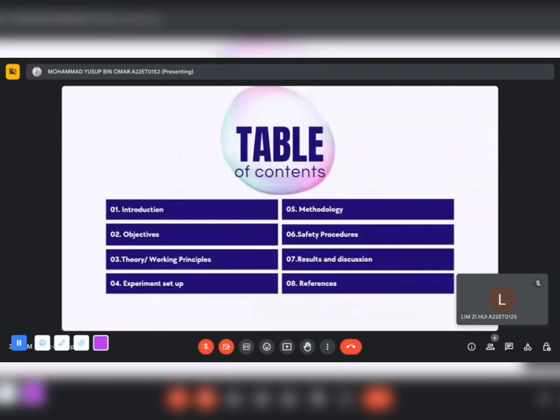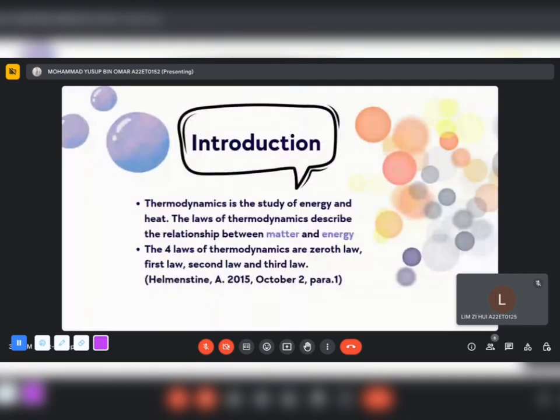Here we have a table of contents, which consists of introduction. Second, we have objective. Next, we have theory and working principle. And then we have experiment setup. Then we have methodology, safety procedures, result and discussion. And lastly, we have references. Next, I'm going to pass the slide to Hafiz Nur Izzuddin.